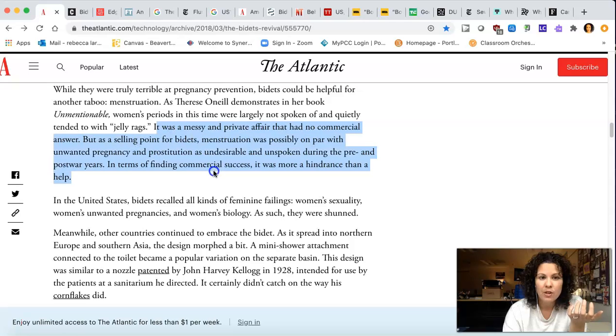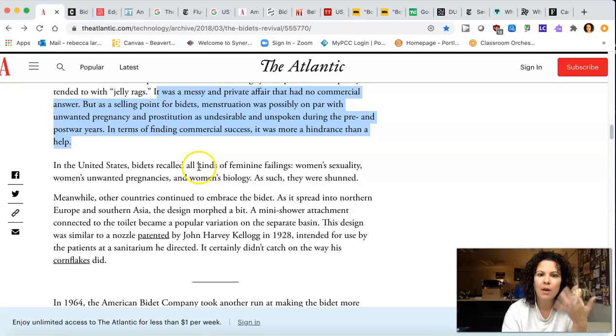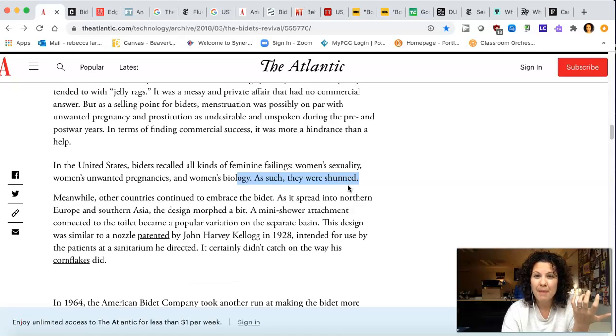It was messy, private, no, but the selling point, right? But it was actually a hindrance. And then she talks about how they were shunned, right? This is her voice saying, through all of this research, hey, this is what happened and this is my interpretation. And that's what our notes should do. They should add more information to the information that is already out there so that we can have a say on the topic that we are studying and sharing with others.